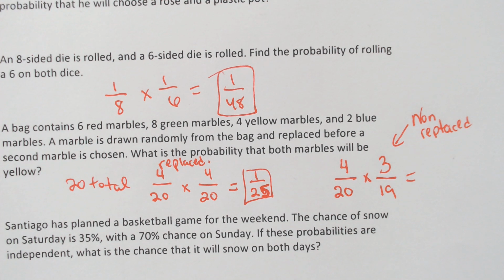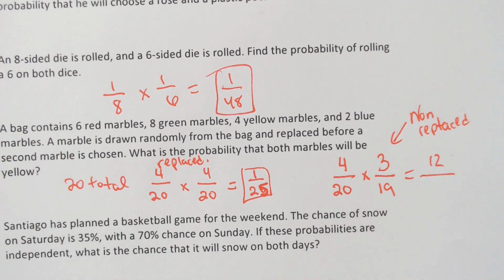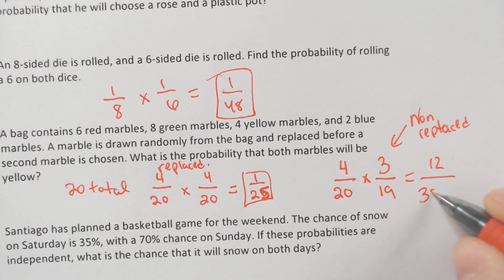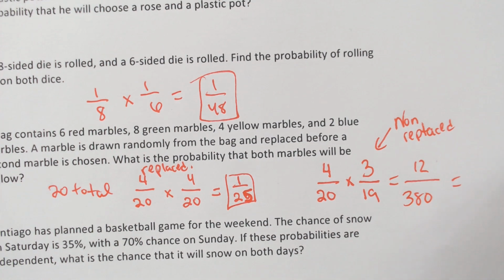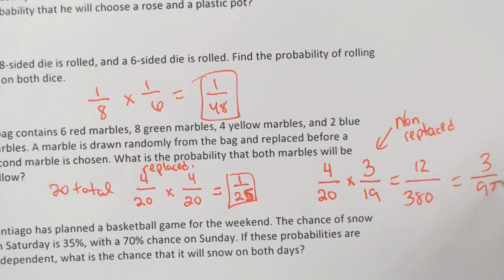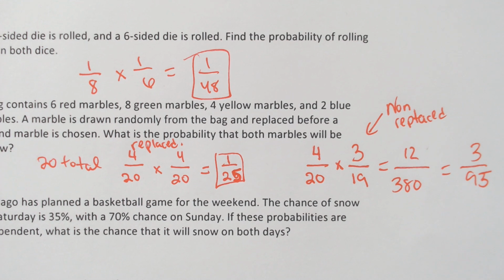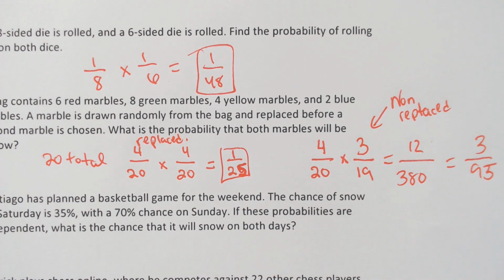Fraction, 4 out of 20. I'm going to give up on my calculator. 4 times 3 is 12. 20 times 19 is 380, which simplifies down to 3 out of 95. Okay? So both of those questions I've seen many, many times, and both of which are very important.